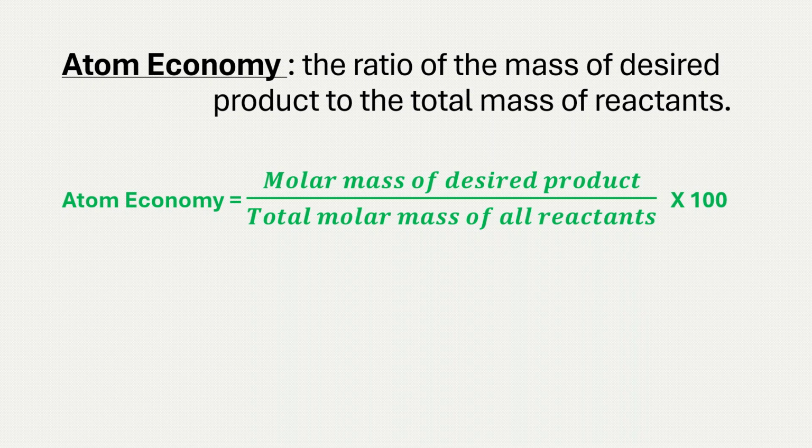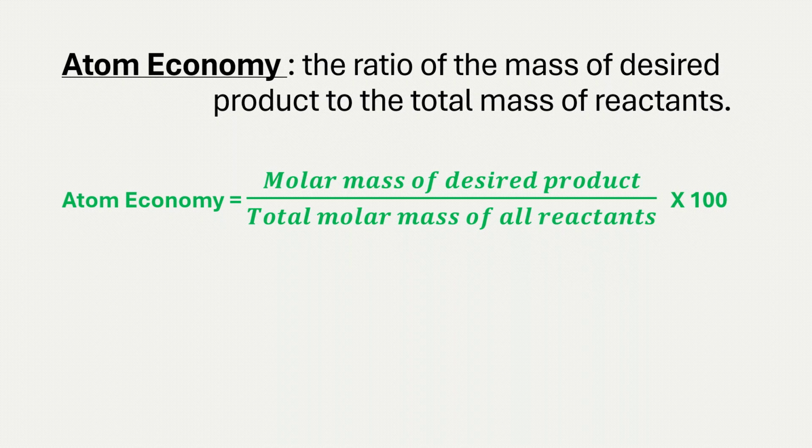This is a very simple calculation, so let's define what atom economy is. It is a theoretical measure of the amount of starting material that becomes the useful product. Unlike the percentage yield, which we calculate after the experiment, atom economy is calculated from just a balanced equation without carrying out any experiments.